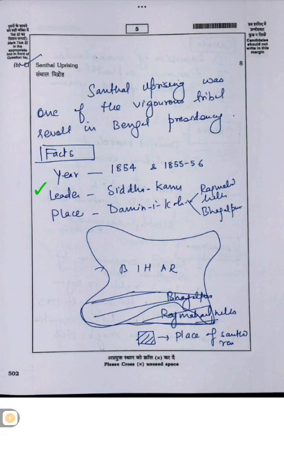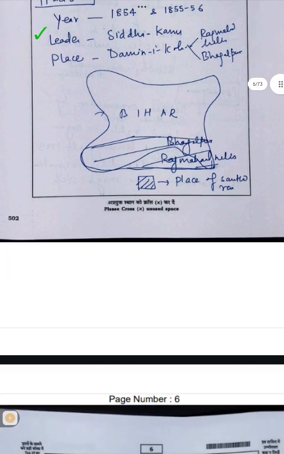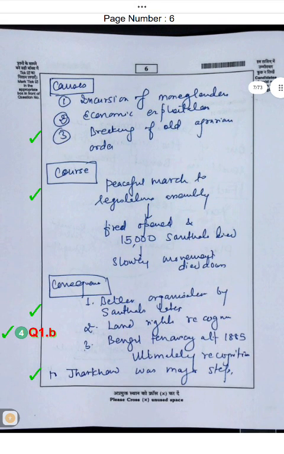Santhal uprising. The Santhal uprising was one of the vigorous tribal revolts in the Bengal Presidency, in the year 1885. Leaders: Sidhu and Kanu, at Damin-i-Koh, Rajmahal Hill, Bhagalpur. Causes: incursion of moneylenders, economic exploitation, breaking of the old agrarian order. Course: a peaceful march to the Legislative Assembly.